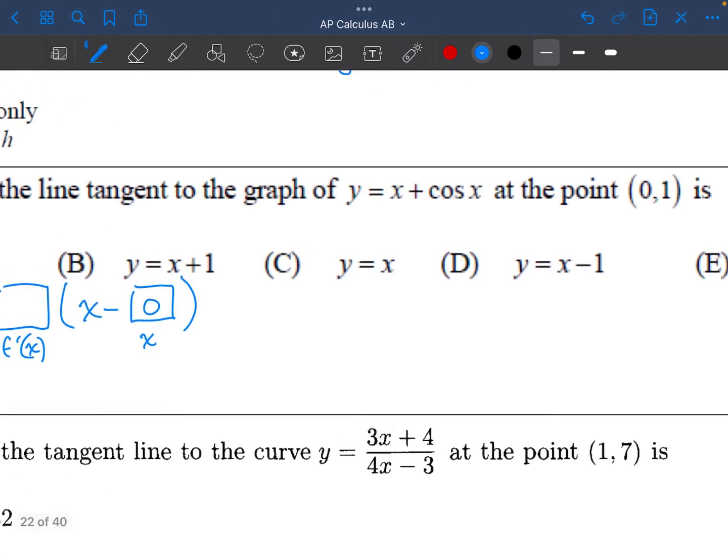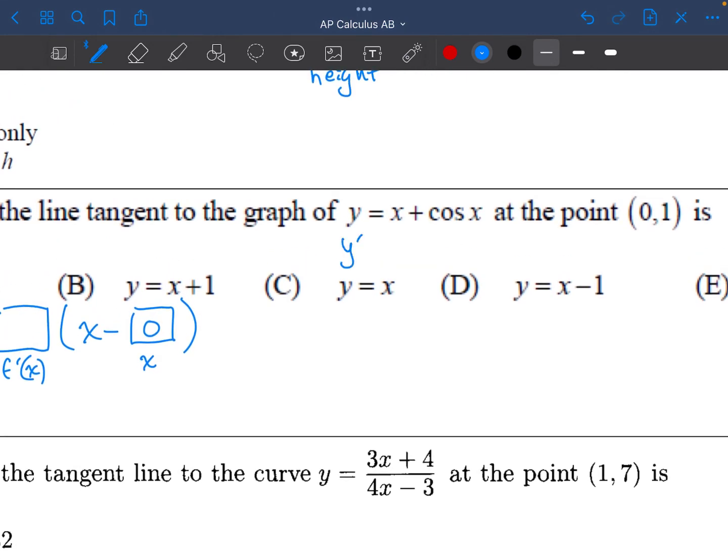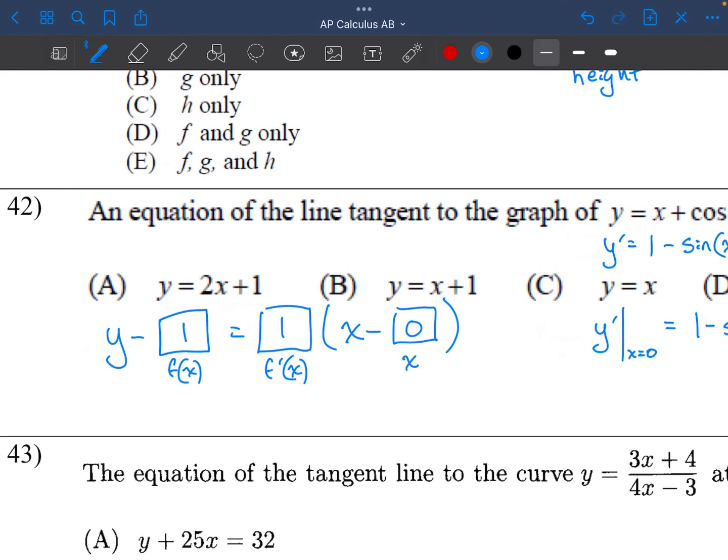So let's take the derivative. Y prime is going to be 1, and then C stands for change, so change to a negative sine of x. Do we have to do the chain rule? No, the inside is just x, so you don't have to worry about it. And I need to plug in 0. So y prime, when I plug in x equals 0, is 1 minus sine of 0. And sine of 0 is 0, so that's just equal to 1. So I can come back over here and say f prime of 0 is 1.